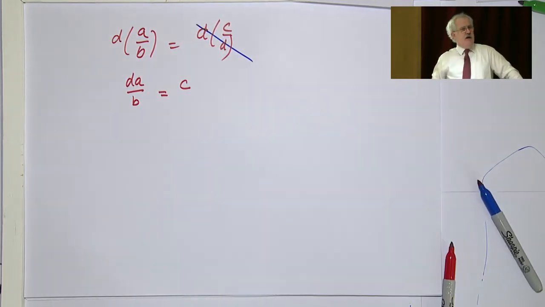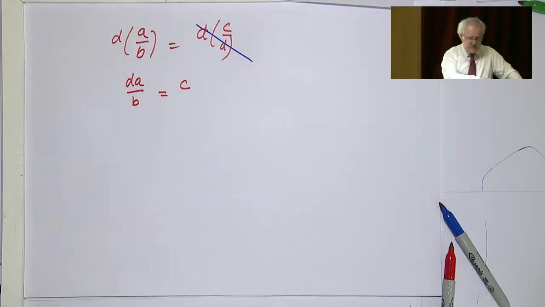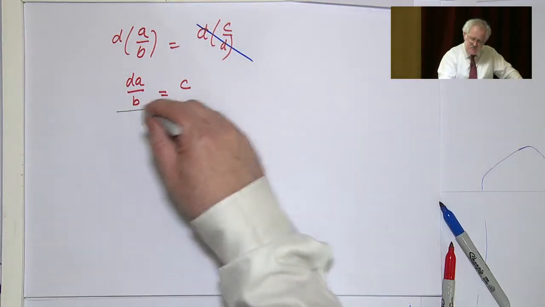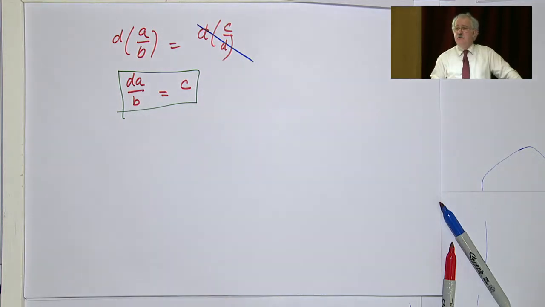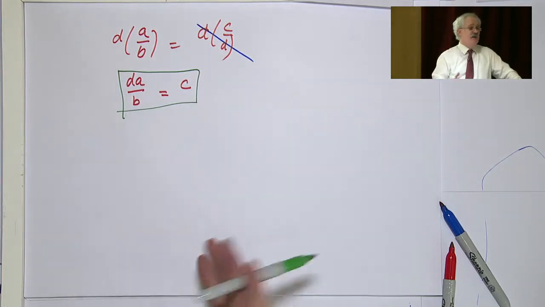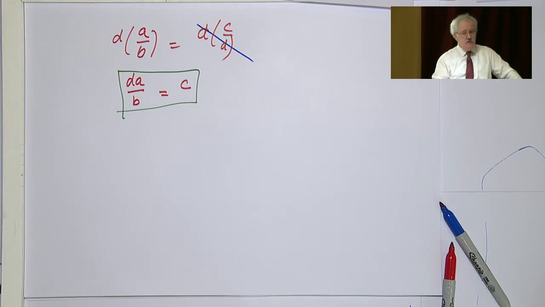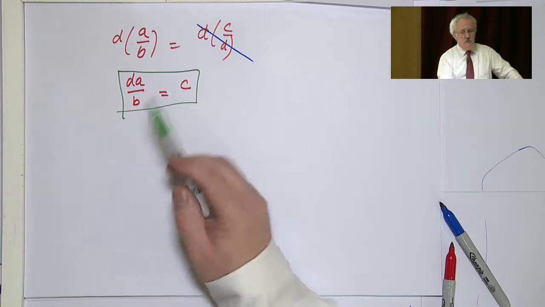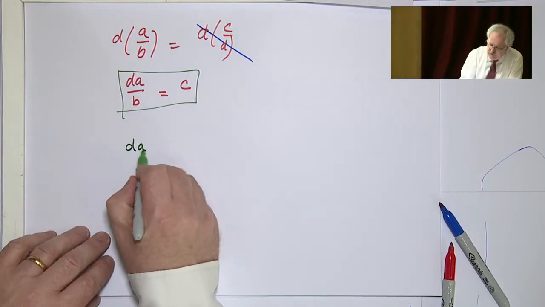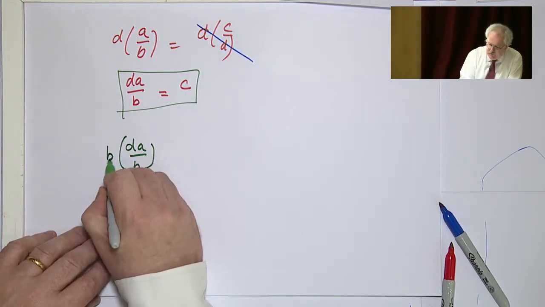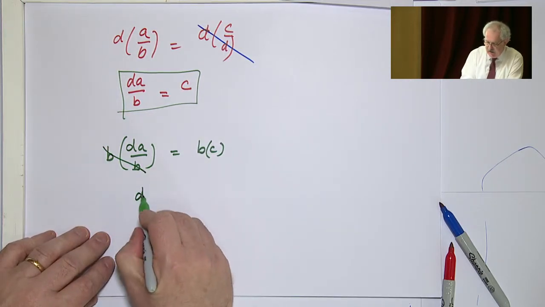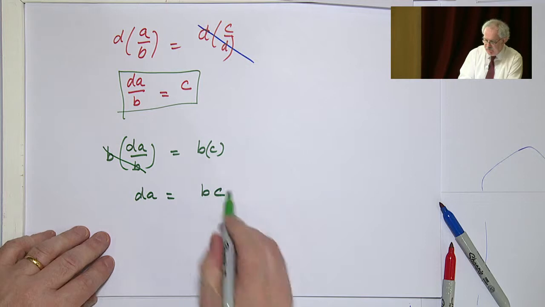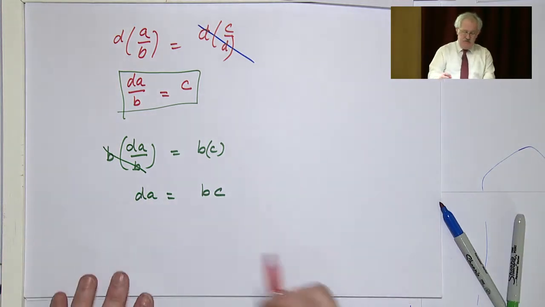Am I very happy at this stage? I wouldn't say I'm ecstatic, because really I was looking for D on the left-hand side, wasn't I? On its own. But it's on the left-hand side, so that's a start, isn't it? What about the B on the bottom? Do I like it? Multiply. So I get DA over B times B is B times C. The B's cancel. DA is BC. That's not bad.